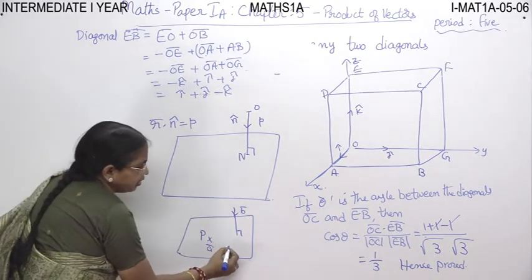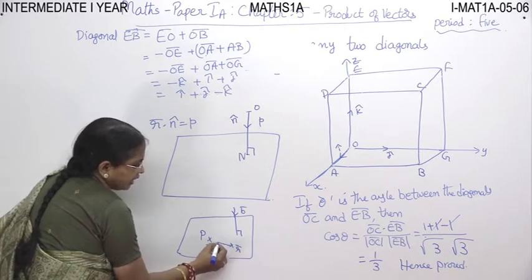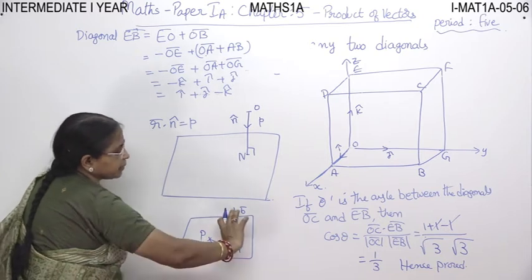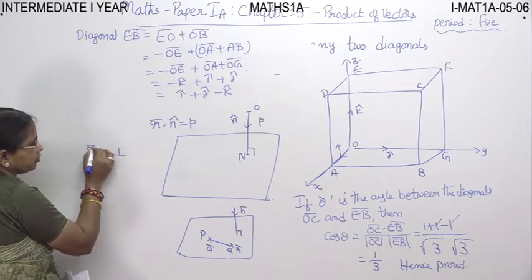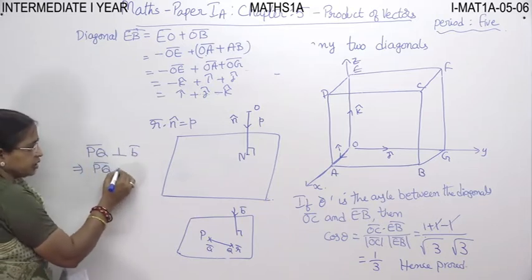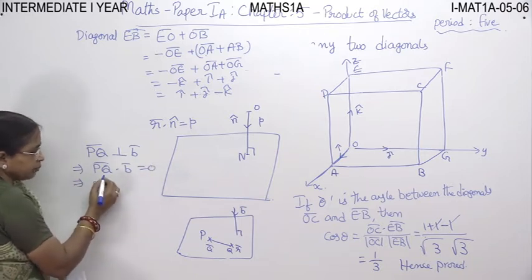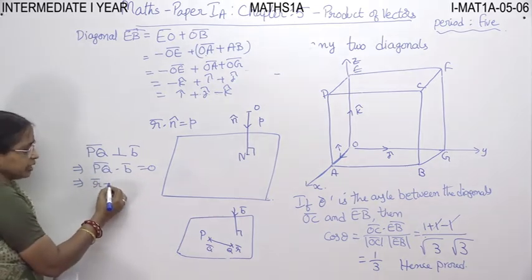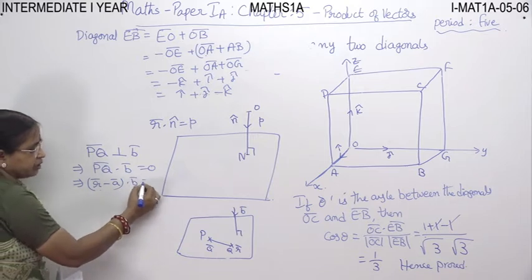So here what we do is, we'll take some variable point Q with position vector r. Then this PQ vector is perpendicular to B. So PQ dot B is equal to 0. But what is PQ? Position vector of Q minus position vector of P. So r minus a dot b is equal to 0.